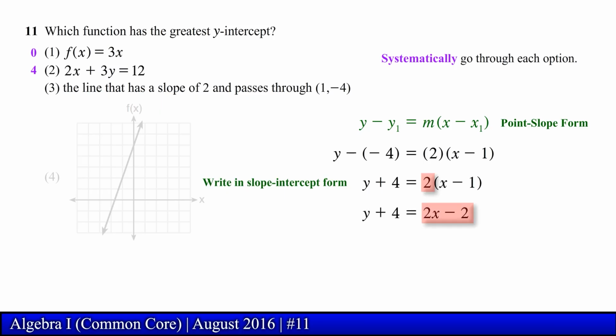So we distribute the slope and then subtract 4 from both sides of the equation, obtaining the following function: y equals 2x minus 6. We can now clearly see that this line has a y-intercept equal to negative 6.